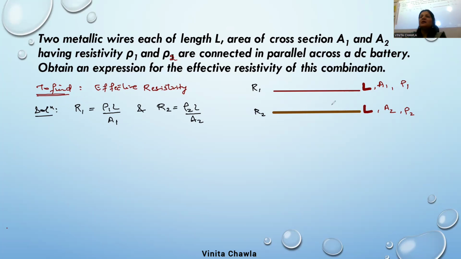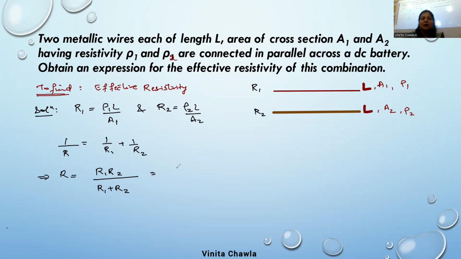See, because these two wires are connected in parallel, so our system is in parallel combination. So how do we find effective resistance in parallel combination? Yes, 1 by R is equal to 1 by R1 plus 1 by R2, or we can write R as R1 R2 upon R1 plus R2. Okay, so you just put the values here.